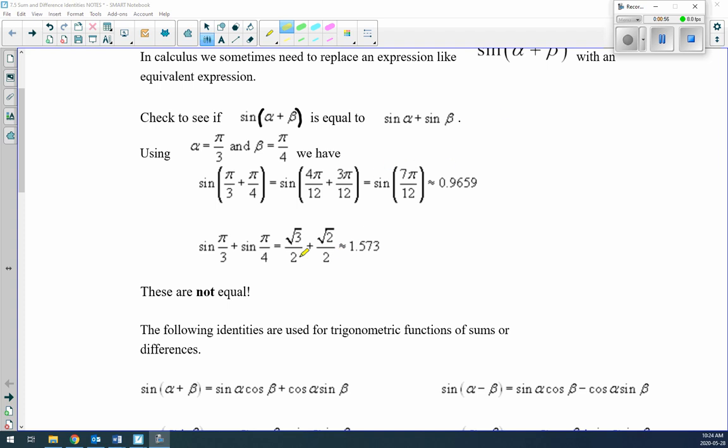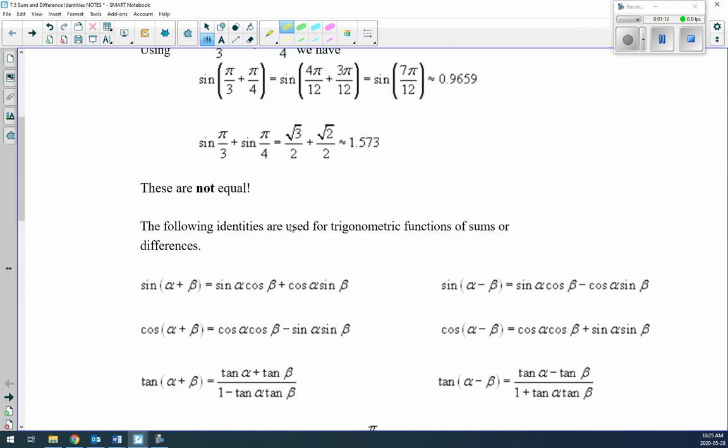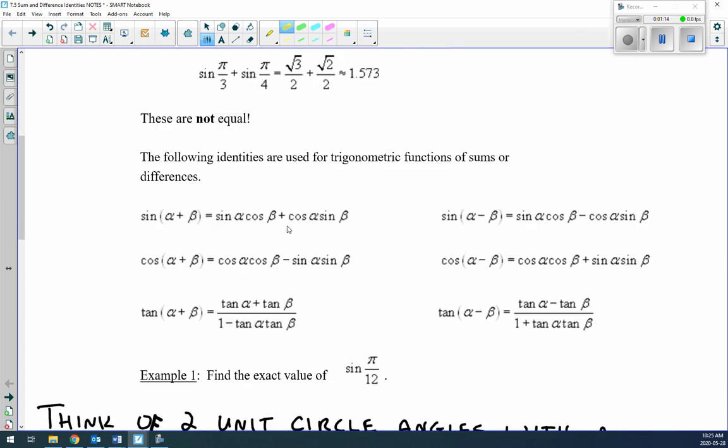Let's see if it's equivalent to sine alpha plus sine beta. So that's root of 3 over 2 plus root of 2 over 2, which is approximately 1.573. So are they equivalent? No. So what does that tell us about these two things? No, they're not equivalent. So what we do, we use the following trigonometric identities for sum and differences.